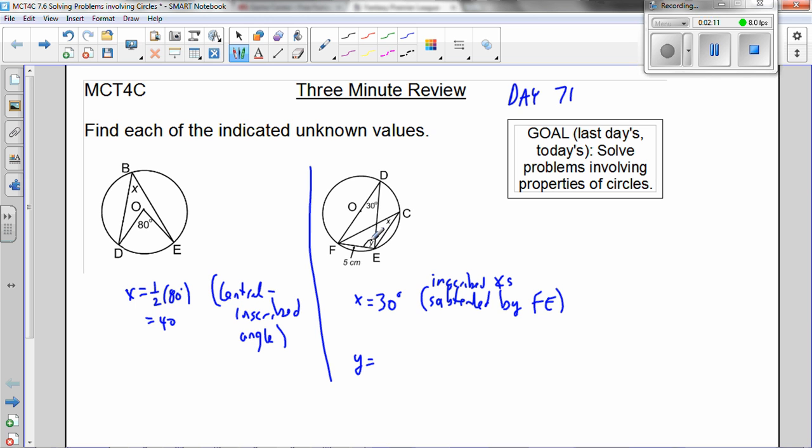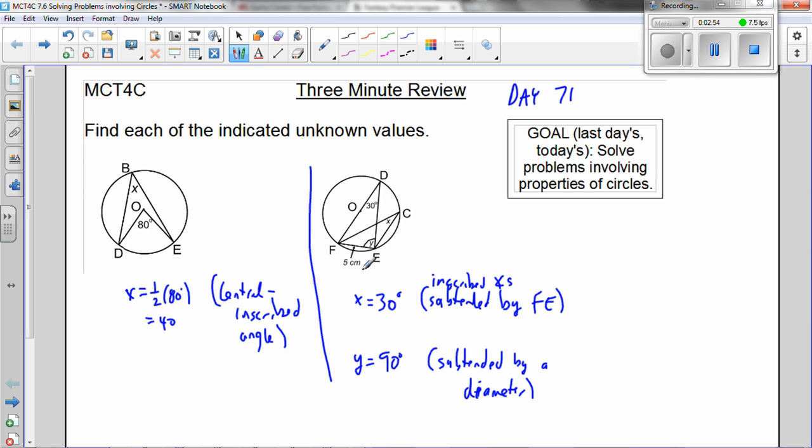Notice, well, how do we get y? Notice that we got lots of stuff going on here. We got this triangle. This is 30, but if we knew that angle, we could use angles in a triangle. This 5 centimeters, I don't know how we can use that to help us find y, but notice this angle. It subtends DF, and DF happens to go through the center. So what does that mean about y? Well, y is 90 degrees because it's subtended by a diameter.